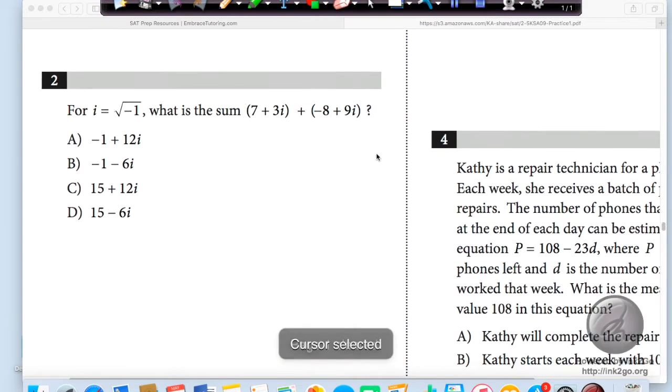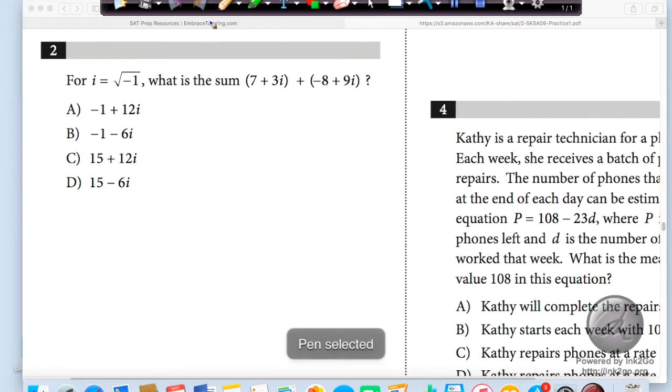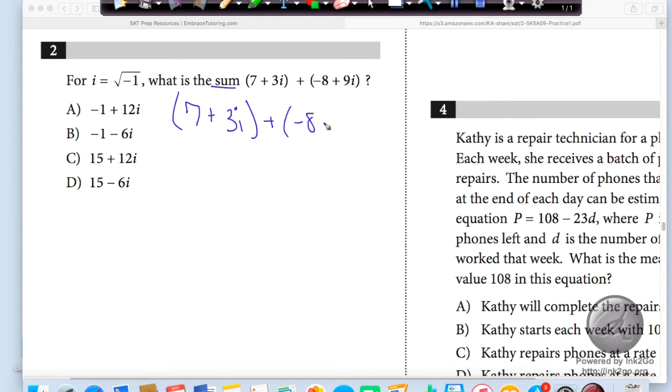All right, question 2. It says, for i equals radical negative 1, what is the sum 7 plus 3i plus negative 8 plus 9i? Here I see this is 7 plus 3i, and I'll put these in parentheses initially. But I really like the fact that this is a positive sign and not a negative. Otherwise, I'd have to distribute the negative across. This is plus negative 8 plus 9i.